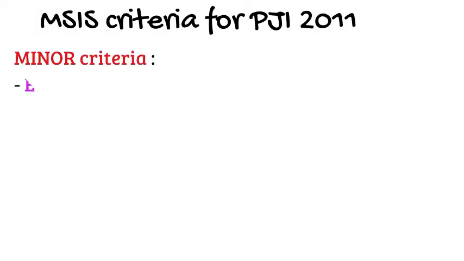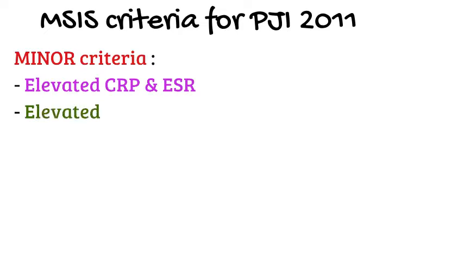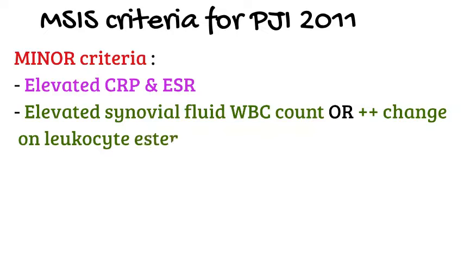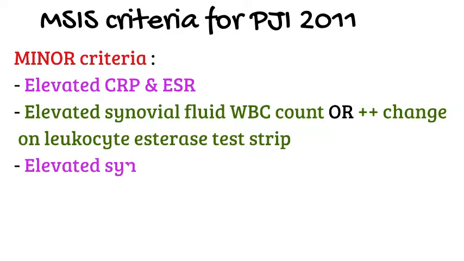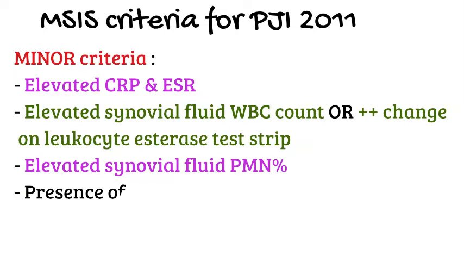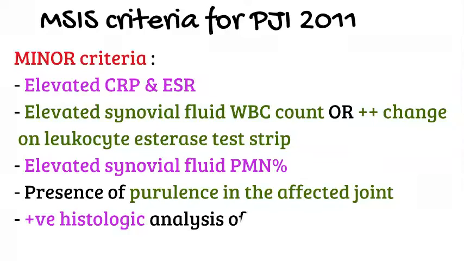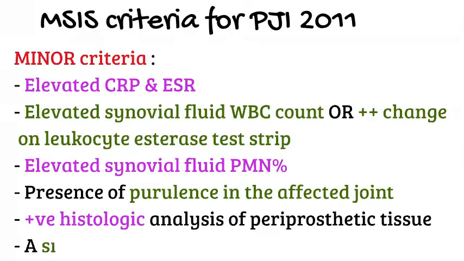The minor criteria involve either elevated CRP and ESR, elevated synovial fluid white blood cell count, or a positive change on leukocyte esterase test strip. Elevated synovial fluid PMN, polymorphonuclear cells, presence of purulence in the affected joint, positive histologic analysis of periprosthetic tissue, and a single positive culture.